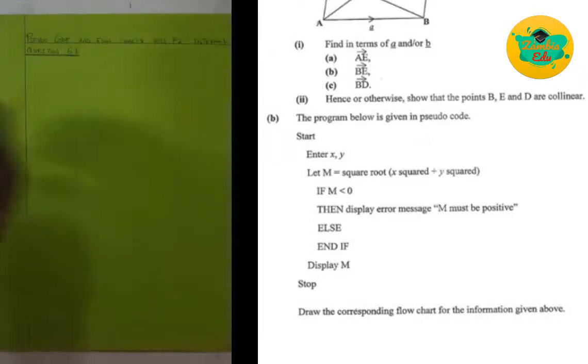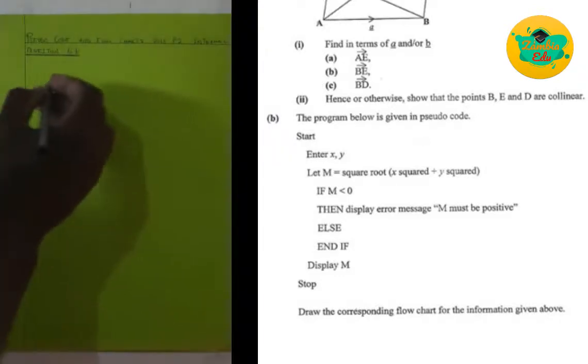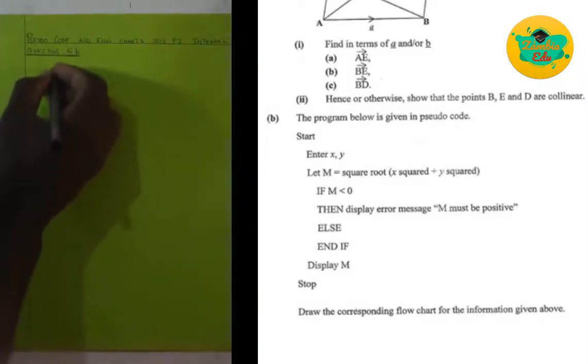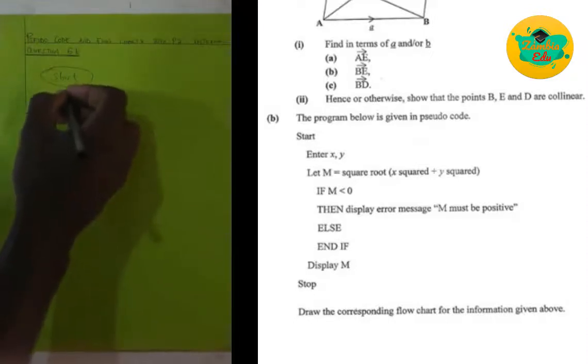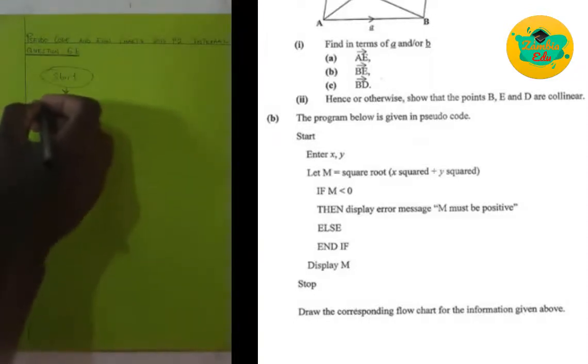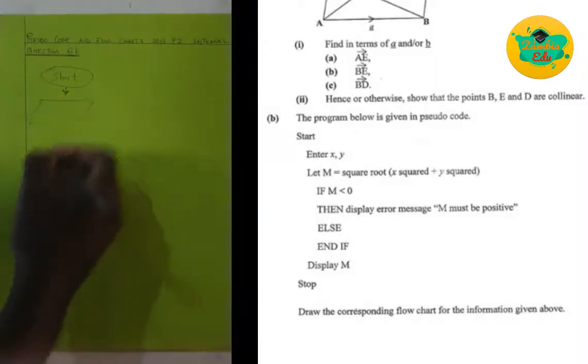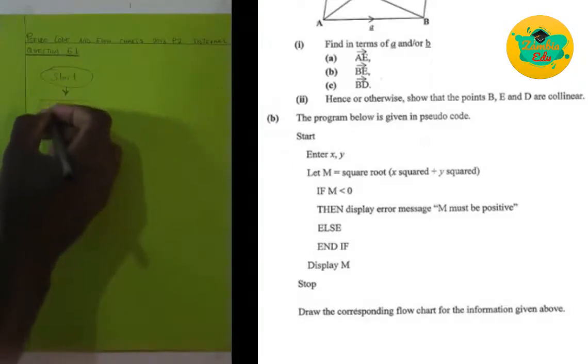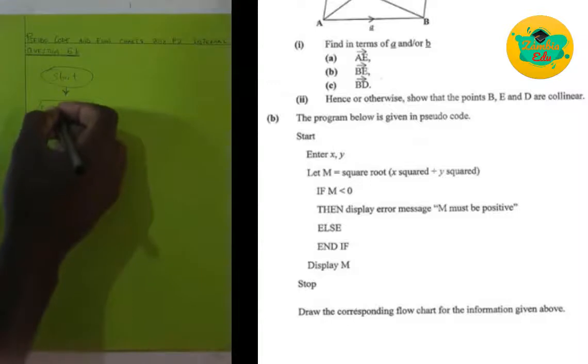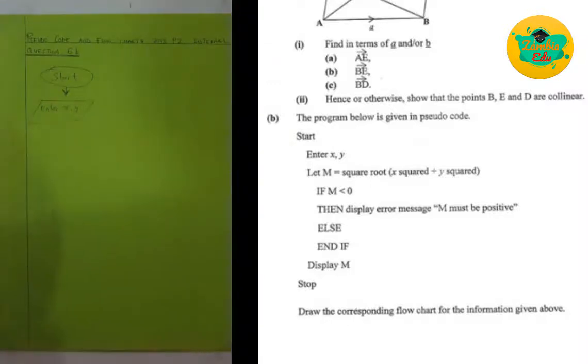Straight away, we know the first thing first, we go with start. So we introduce that shape there and we say start. Follow the flow, and the next thing should be our input box, and we've been told enter x, enter y. So we're just going to say enter x, comma, enter y.